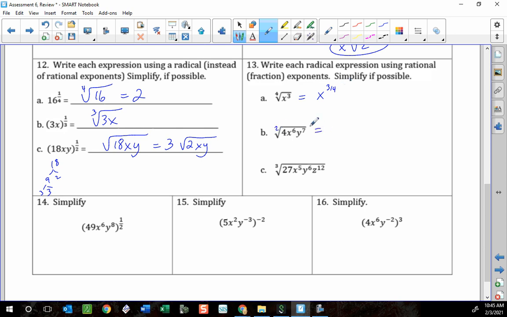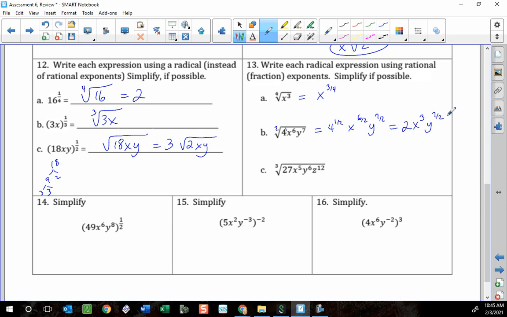So here we go. Remember, this is a square root. This 4 has a 1 on it. So 4 to the 1/2. x to the 6/2. y to the 7/2. All right? So I need to reduce this. 4 to the 1/2. I do know the square root of 4 is 2. 6 over 2 makes 3. And then y, 7 over 2, would just stay the same.